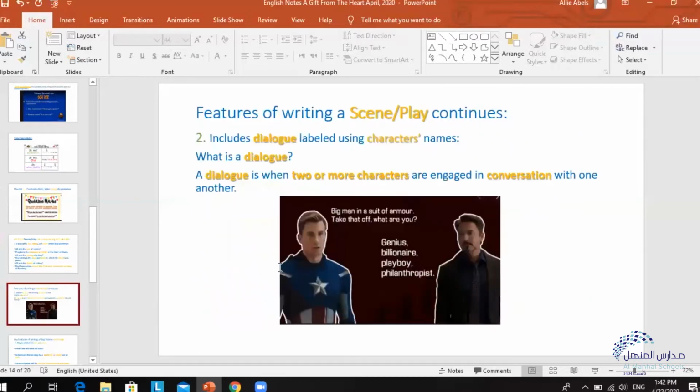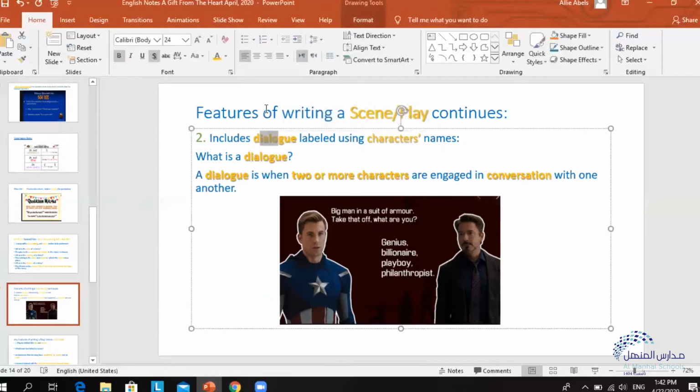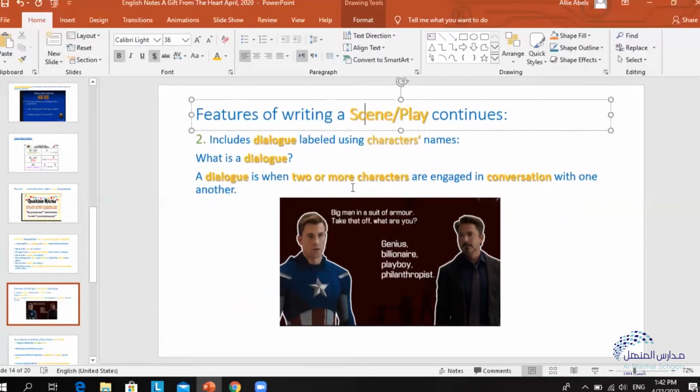The second point that we need to include in our play is that there has to be a dialogue. A dialogue means there has to be a conversation between people. Like we see in this picture over here, Captain America is speaking to Mr. Stark in the movie Avengers.